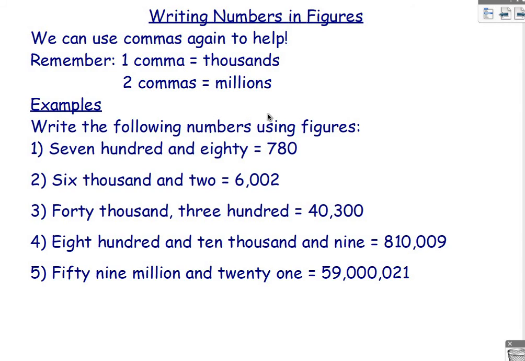So if you have to write the following numbers using figures from words, we simply read the question and write it as figures. 780, 780. 6,002. Now, because it's got the word thousand, you could put a comma there. And thousands has got 1 comma. So 6,000 with a comma. But the 2, because you have to have 3 digits after the comma, and it's only 2, not 200, you have to put 2 zeros in there. 6,002.